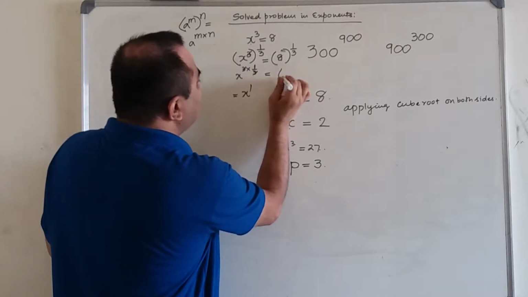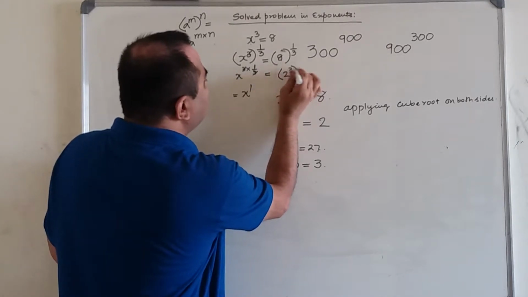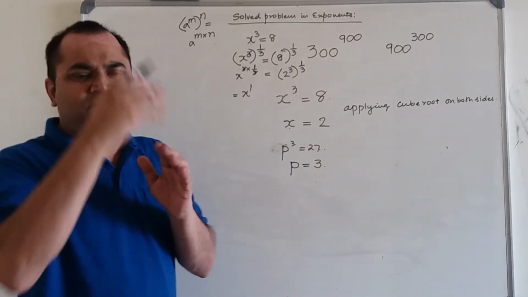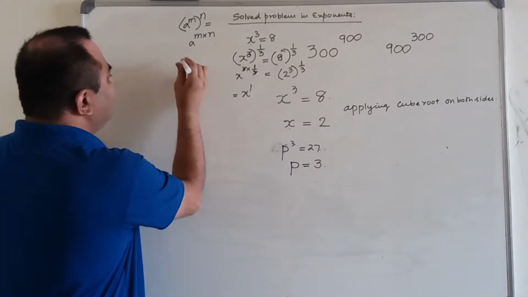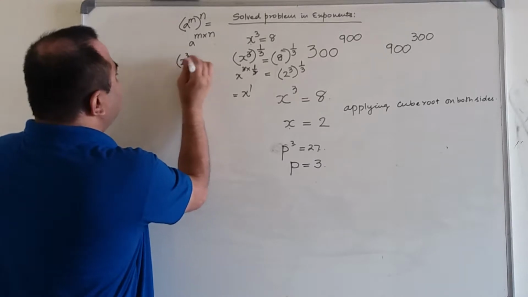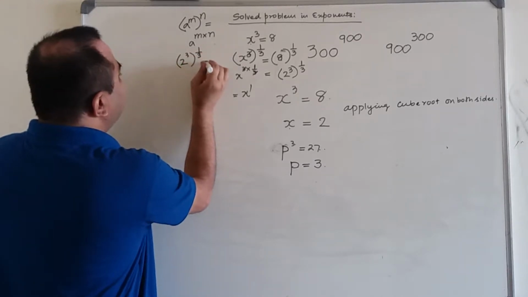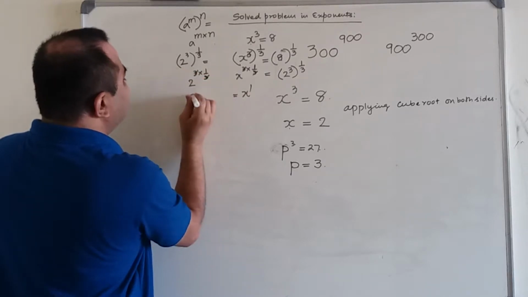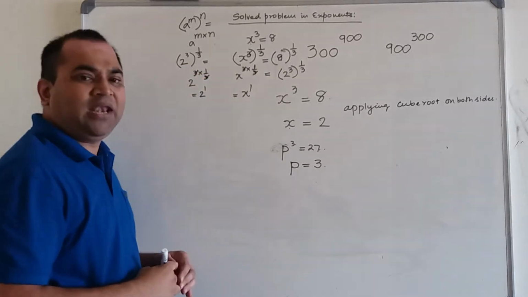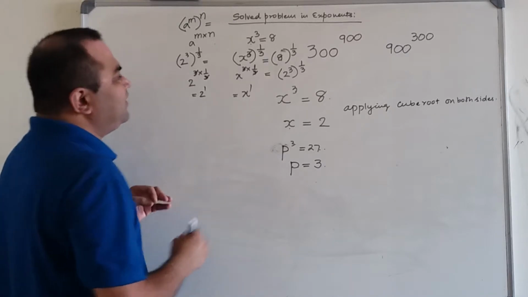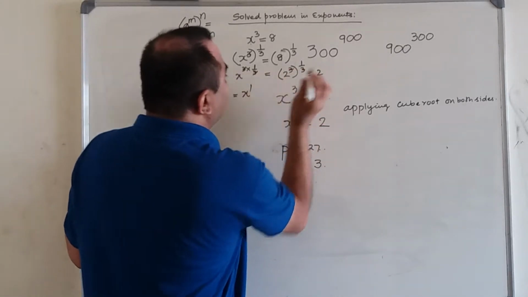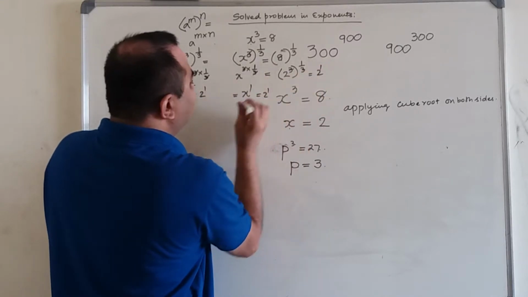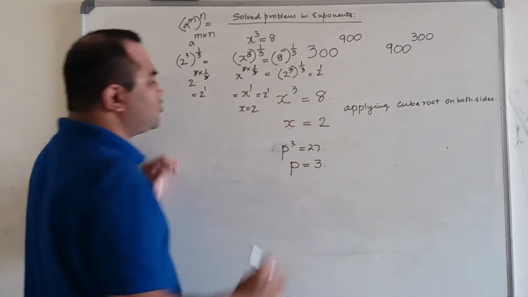Similarly, 8 you express as 2 cube. So 8 raised to power 1 by 3 will be 2 cube raised to power 1 by 3. 2 cube raised to power 1 by 3 is equal to 2 power 3 into 1 by 3. After the 3s are gone, you will be left with 1 in the power's place. So this is equal to 2. In this way, x power 1 is equal to 2 power 1. That is, x is equal to 2.